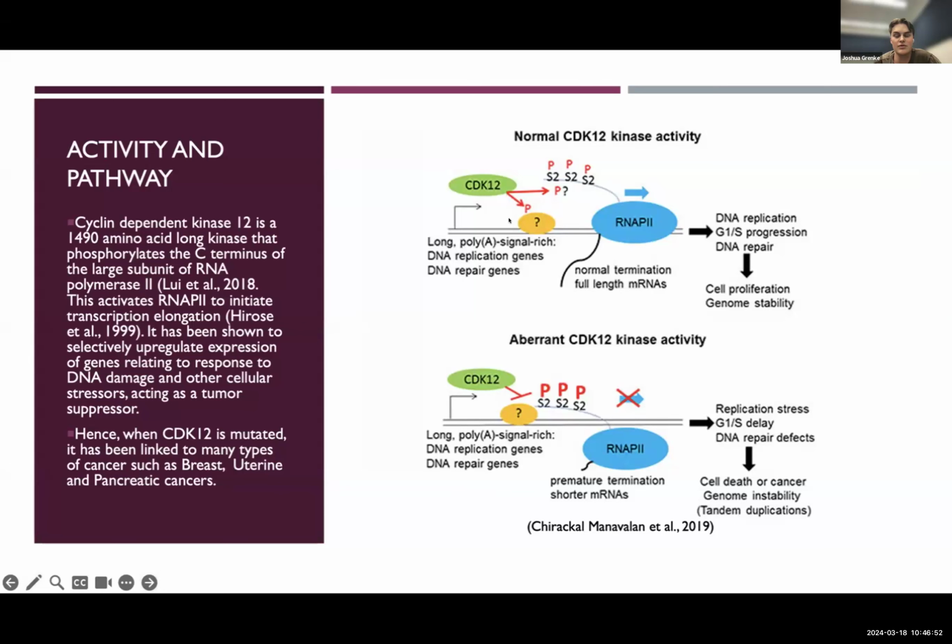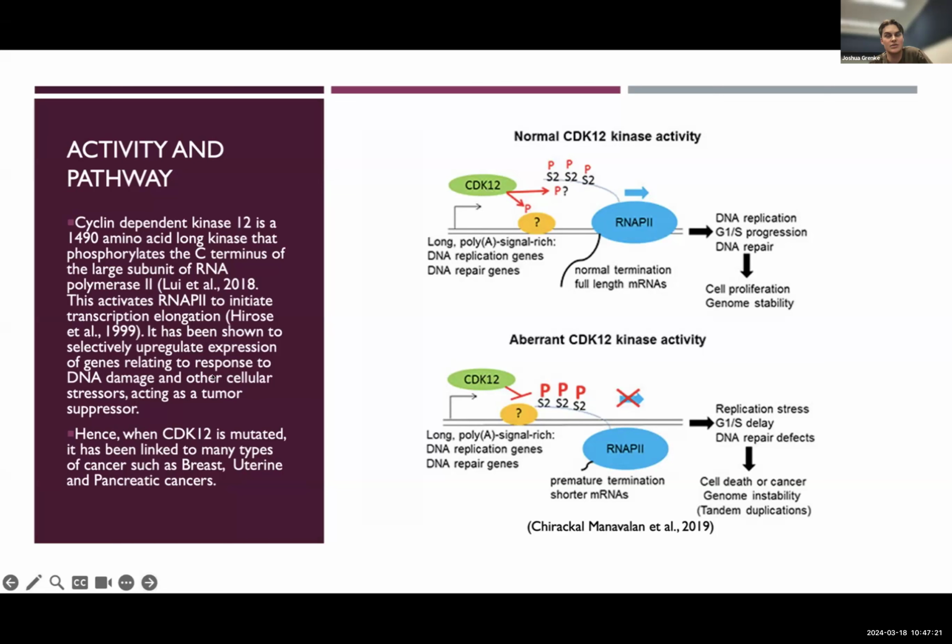As far as CDK12's pathway, it phosphorylates the C terminus of the large subunit of RNA polymerase 2, which then activates RNAP2 to initiate transcription elongation. And specifically, it's been shown to upregulate genes relating to DNA damage response and other cellular stressors. So it acts as a tumor suppressor, as you can see in the figure here.